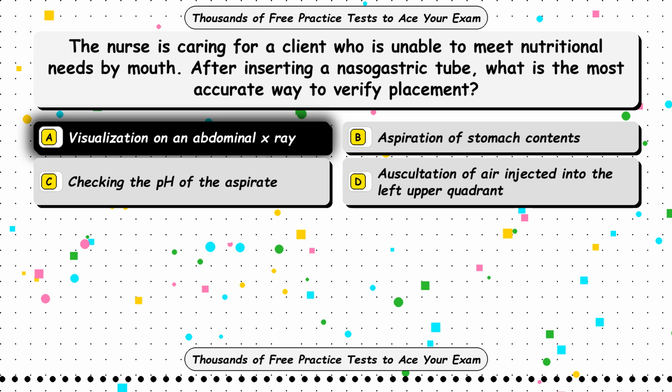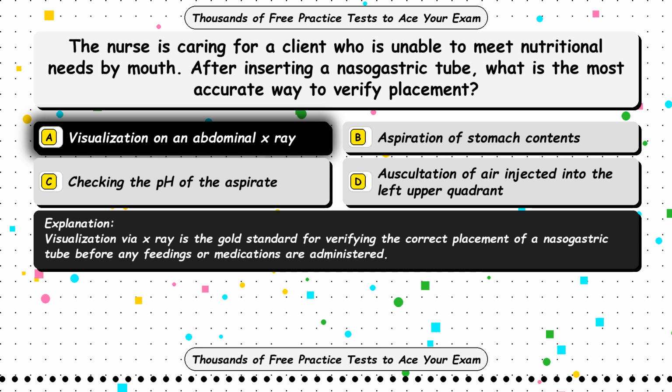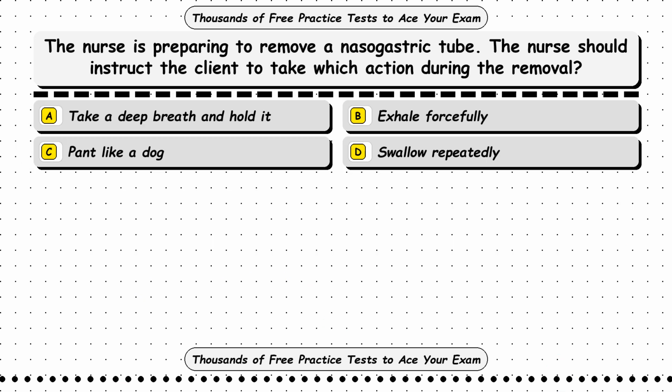The correct answer is option A, visualization on an abdominal X-ray. Visualization via X-ray is the gold standard for verifying the correct placement of a nasogastric tube before any feedings or medications are administered.